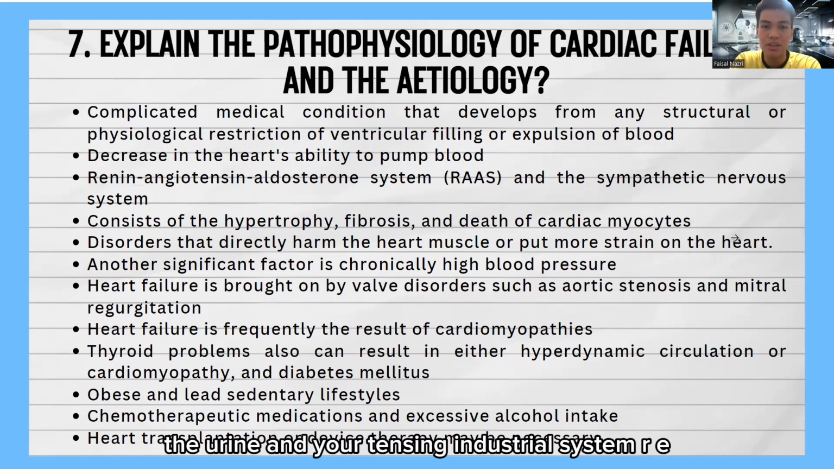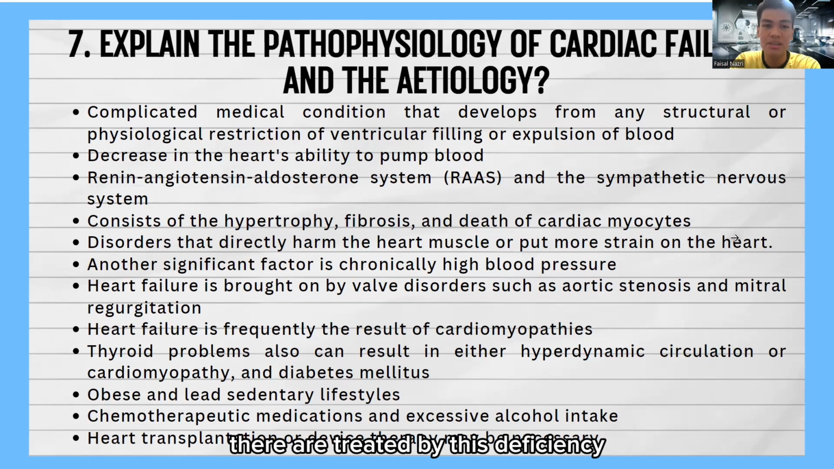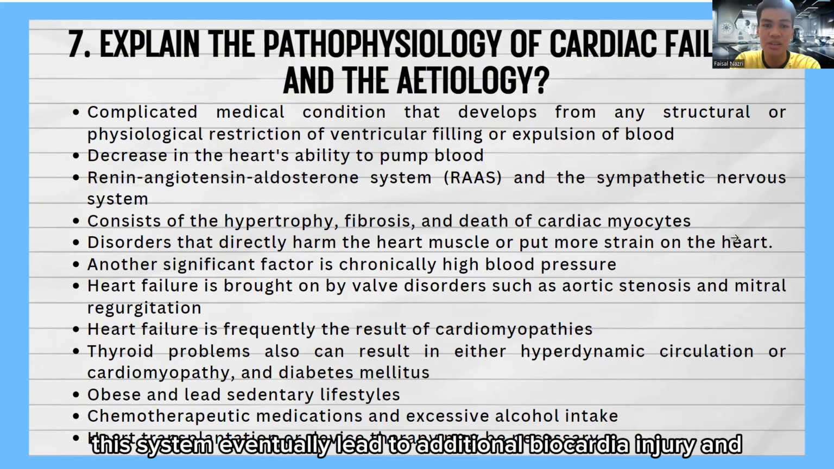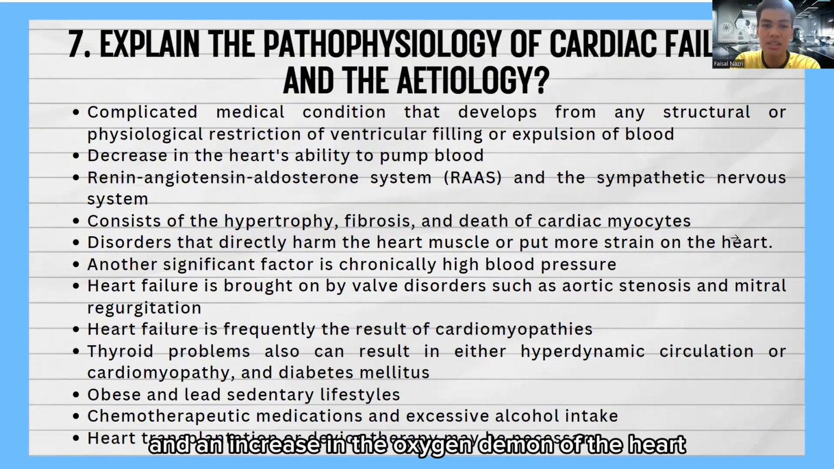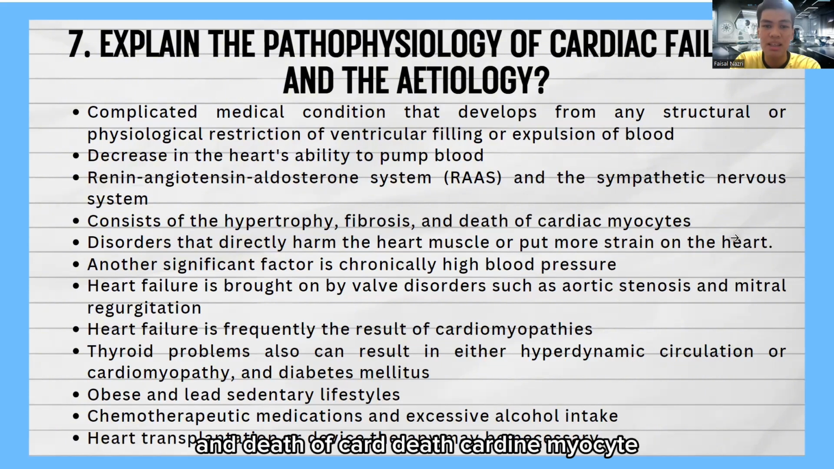The renin-angiotensin-aldosterone system (RAAS) and the sympathetic nervous system are two compensation mechanisms that are triggered by this deficiency. Initially, after aiding in the maintenance of cardiac output, this system eventually leads to additional myocardial injury, an increase in the oxygen demand of the heart, and pathological remodeling of the heart. The remodeling process consists of hypertrophy, fibrosis, and death of cardiac myocytes. This event causes the heart chambers to stiffen and dilate, eventually worsening the deterioration in cardiac function.